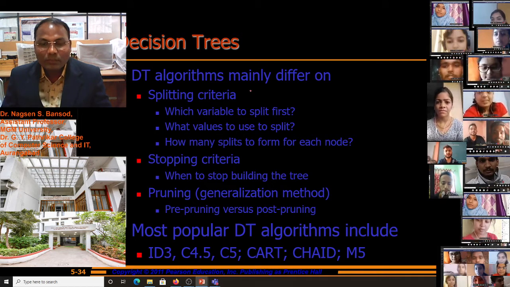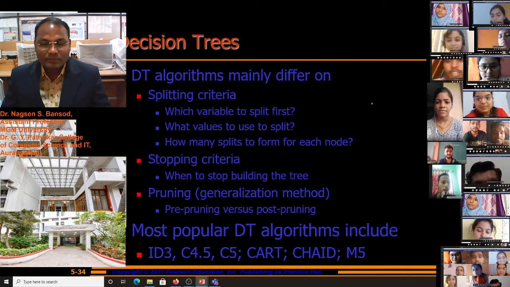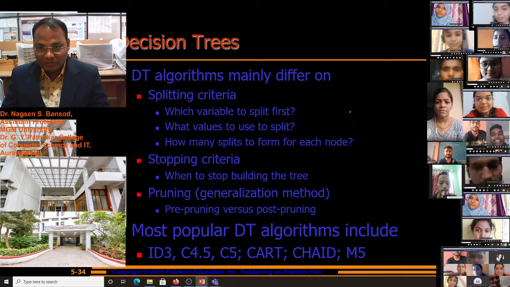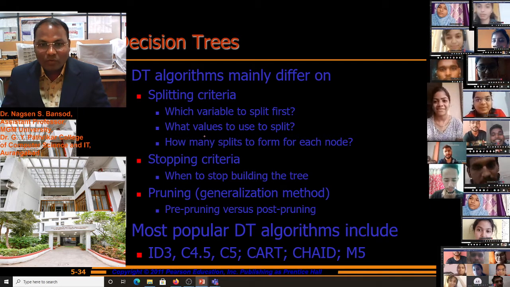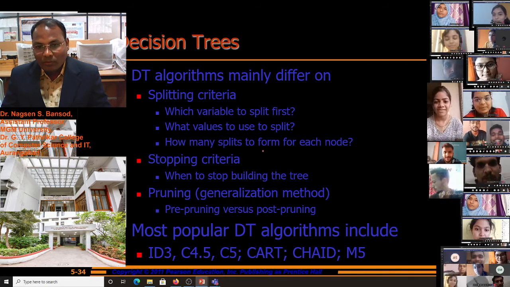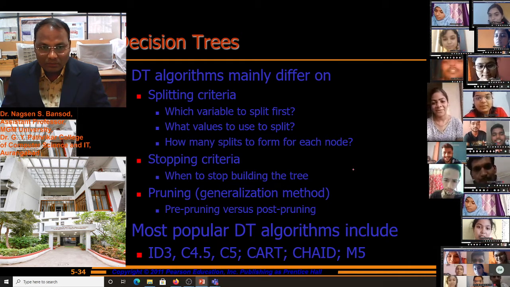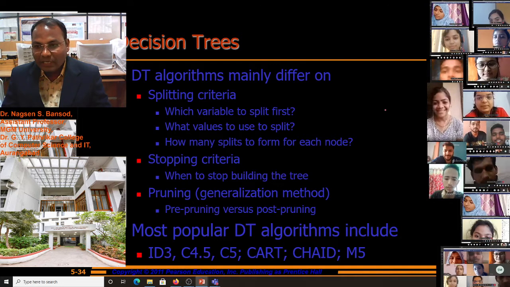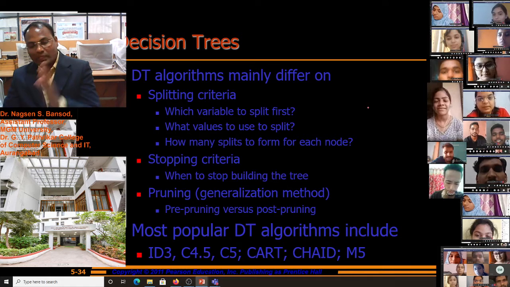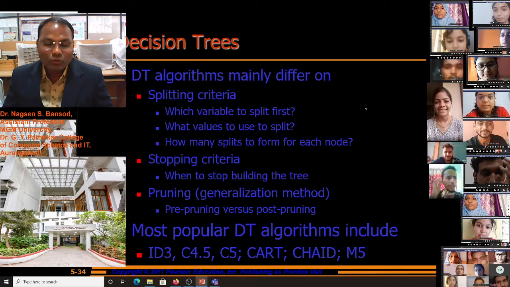The DT algorithm mainly differs on splitting criteria. It depends upon the splitting criteria: which variable to split first, what value to use to split, how many splits for each node, and the stopping criteria. And once we get good accuracy on a split, that will be our stopping criteria.